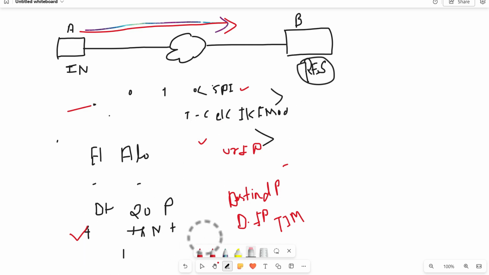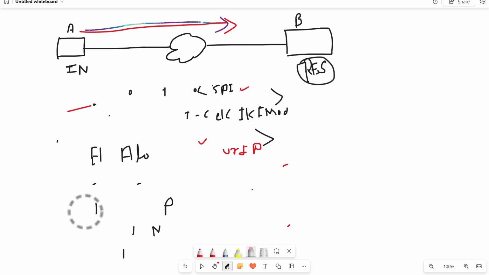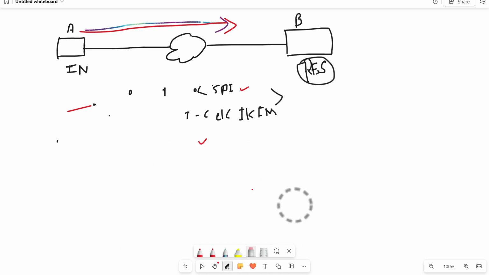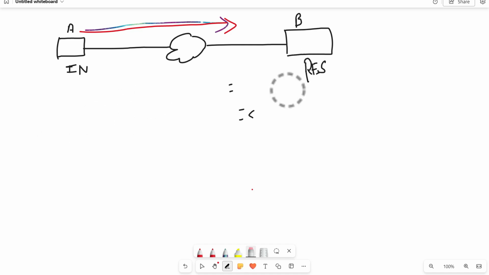So till now we have covered two packets. In the first packet, the initiator has sent their values towards the responder side. In the second packet, the responder is also responding with the same packet.